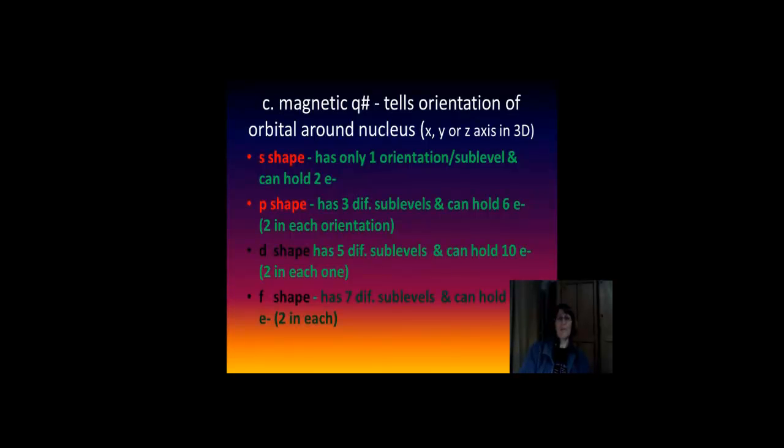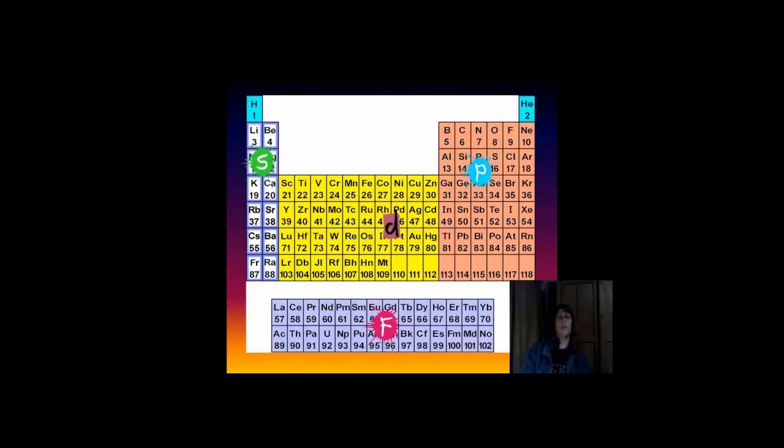Okay, the D shape has 5 different sublevels and it can hold 10 electrons. I wouldn't even begin to try and figure out how that looks. So go back up to the S shape. It has 1 orientation. It can hold 2 electrons. The P shape has 3 different sublevels and it can hold a total of 6 electrons, 2 in each orientation. So it can hold 2 in this one, 2 in this one, and 2 in this one. Whew, that's kind of cool. The D shape has 5 different ones, can hold 10. And the F shape has 7 different ones, and it can hold 14 electrons in there. Oh, look at that, SPDF.